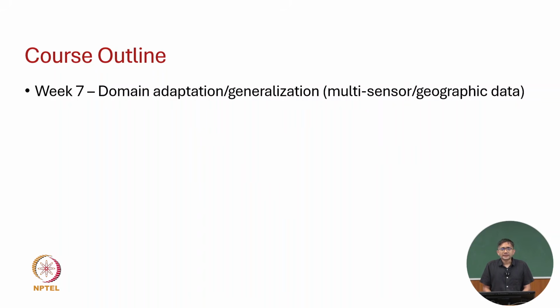Week 7, we will be talking about multi-sensor differences and geographic differences. And in this context, we'll be talking about domain adaptation and domain generalization, which are often used to mitigate these multi-sensor or geographic differences.